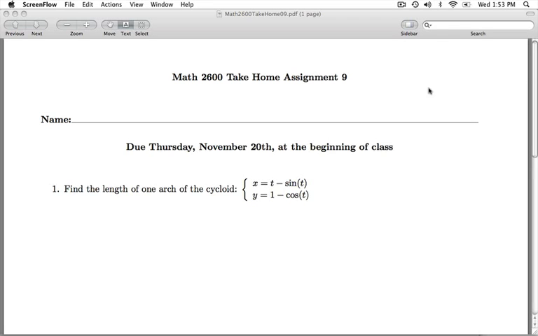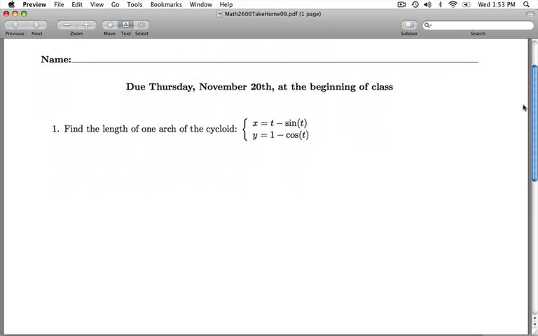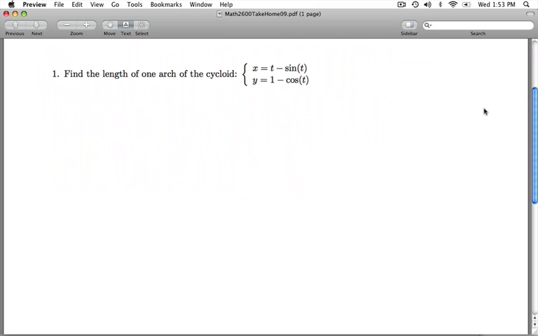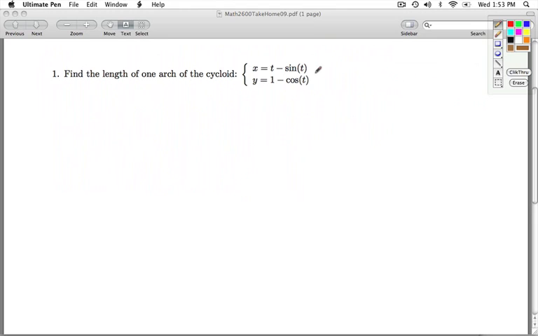Hi folks, it's Calc 2 Take Home 9. We're asked to find the length of one arch of this cycloid. Now from class we're going to remember that one arch of this cycloid happens as t runs from 0 to 2 pi.